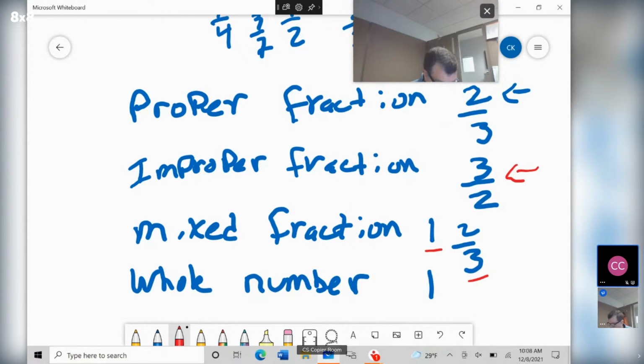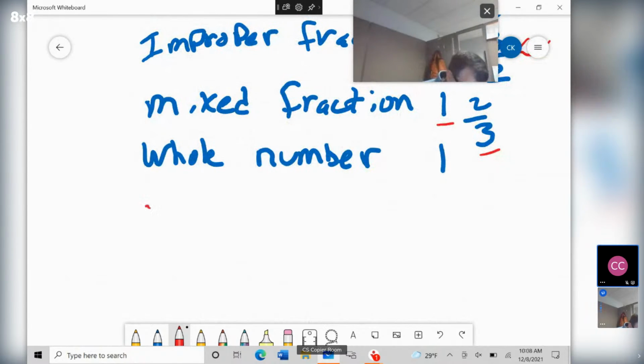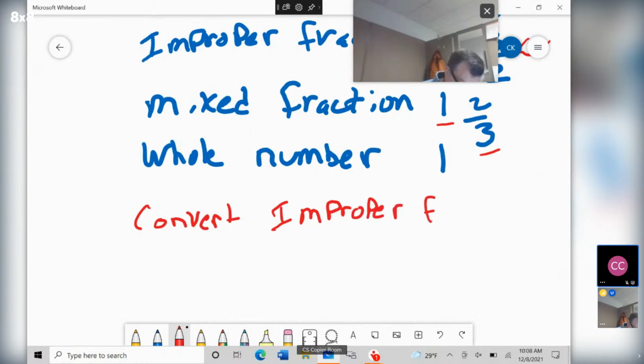Okay. All right. So, you guys, what I'd like to do now is we're going to look at how we use some of this vocabulary. Okay, so I want you guys to convert an improper fraction to a mixed number.